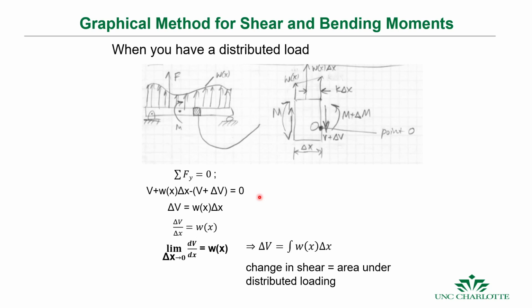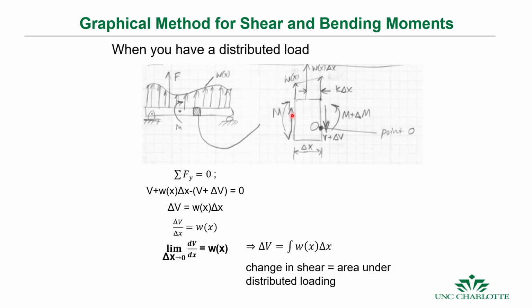Now, what if you have a distributed load? Well, if we have a beam here that has a distributed load, with some force and some applied moment, and we look over here at this little section of the beam and do a free body diagram of it, then we have some moment on one side, M, a moment on the other side, M plus delta M, and this part of the distributed load, which is w of x. Whatever that distributed load function is, over this distance delta x of this element, it goes up to w of x times delta x.